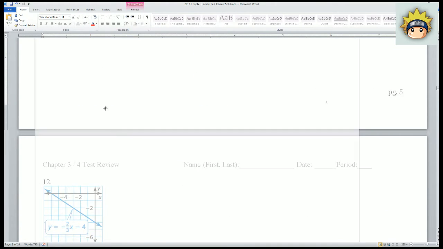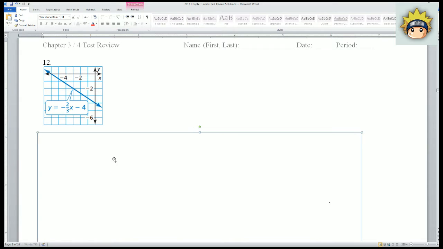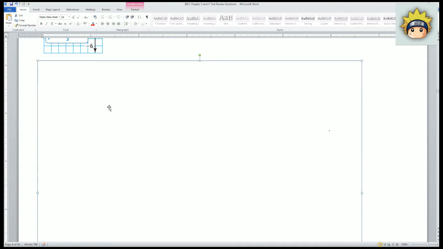Alright, so let's apply it one more time to 12. The x-intercept is where it crosses the x-axis, so let's count. 1, 2, 3, 4, 5, 6, -6 right here. Now the y-intercept: 1, 2, 3, 4, -4. It seems like the x-intercept is (-6, 0), and the y-intercept is (0, -4). Let's see if that is correct.